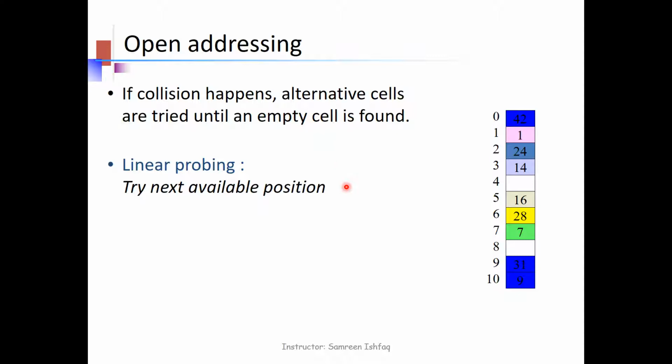In open addressing, if collision happens, we try alternative cells until an empty cell is found. The first way to resolve collision in open addressing is linear probing, in which we search for the next empty location in the array by looking into the next cell until we find an empty cell. This technique is called linear probing. Try next available position.